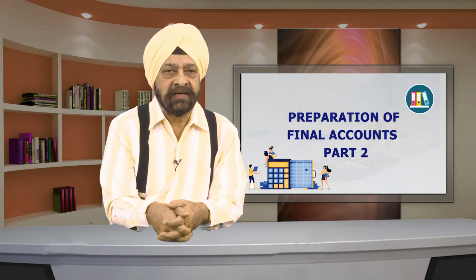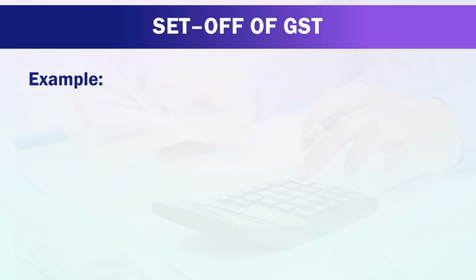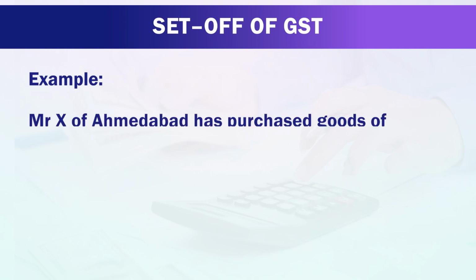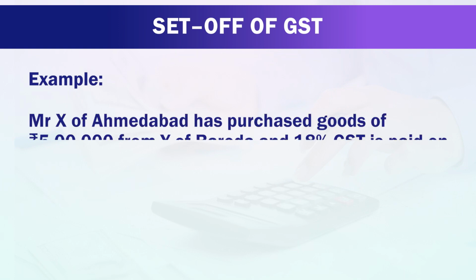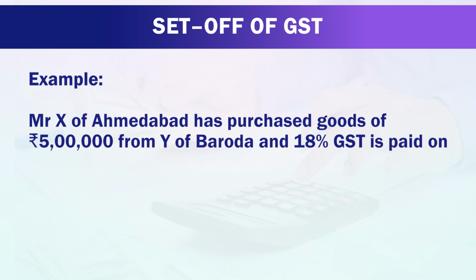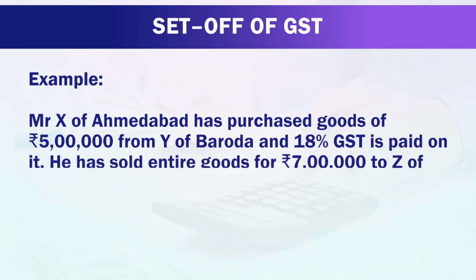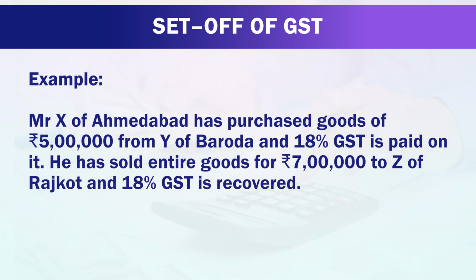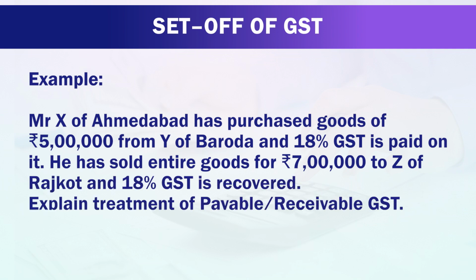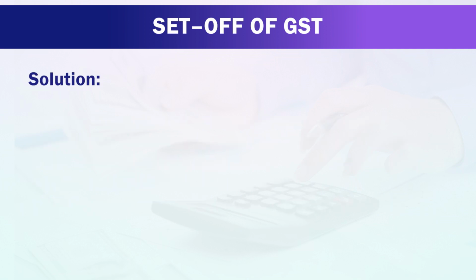Friends, let us understand input tax credit with the help of one example. Mr. X of Ahmedabad has purchased goods of rupees 5 lakh from Y of Baroda and 18% GST is paid on it. He has sold the entire goods for rupees 7 lakh to Z of Rajkot and 18% GST is recovered. Explain the treatment of payable and receivable GST. Let us see the solution on it.